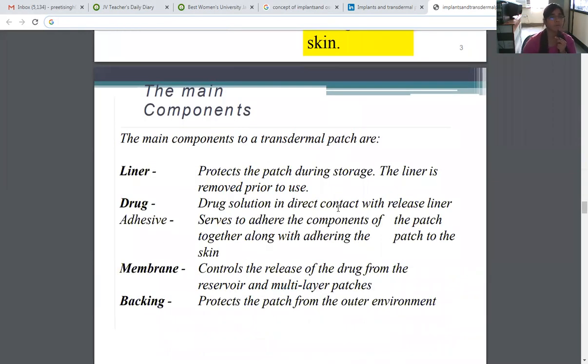So, the main components of the transdermal drug delivery system. The main components of a transdermal patch are liner, drug, adhesive, membrane, and backing. The liner protects the patch during storage, and it is removed prior to use. The drug solution is in direct contact with the release liner. Adhesive serves to adhere the components of the patch together, along with adhering the patch to the skin. The membrane controls the release of the drug from the reservoir and multi-layer patches. Backing protects the patch from the outer environment.